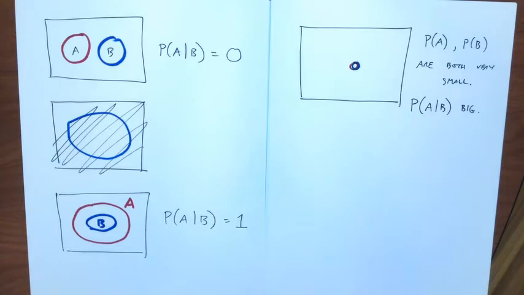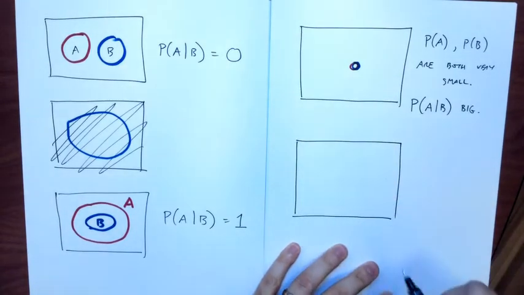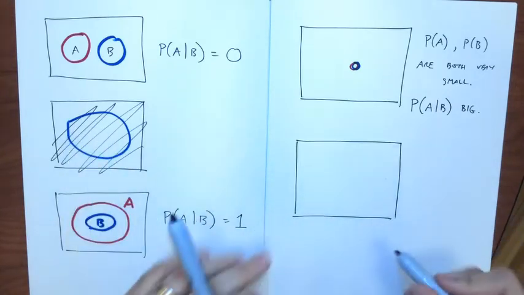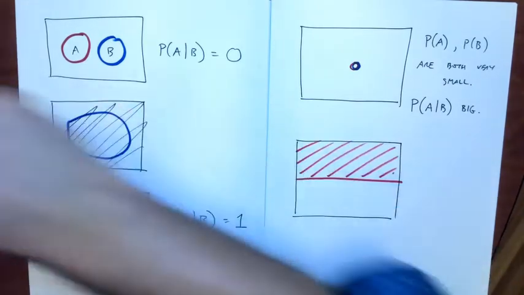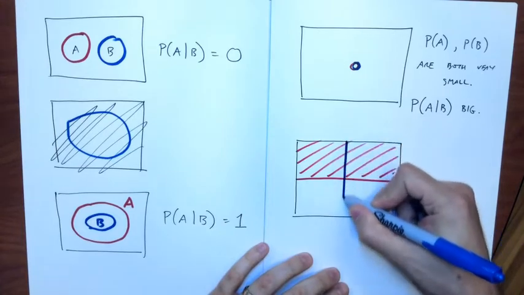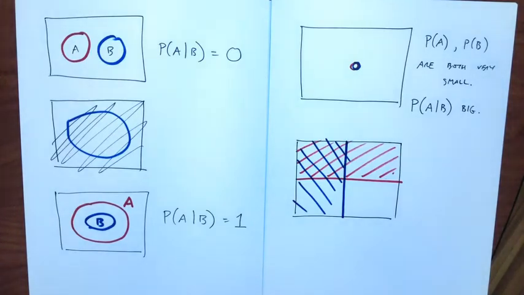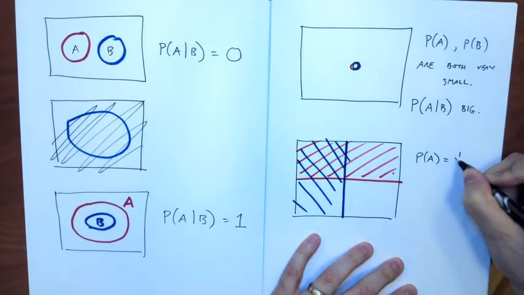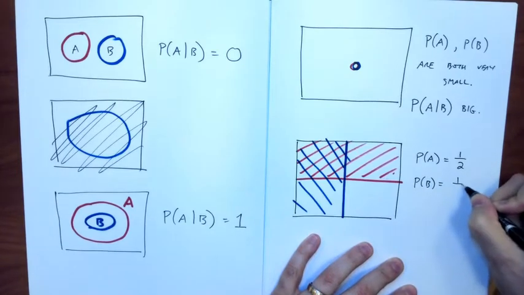On the other hand, you could have something where knowing that B happened doesn't really give you very much information about A at all, right? So let's again use our notation where A is the top half of this sample space, and B is the left half of this sample space, right? So here, this is a situation where the probability of A is equal to a half, just by geometry. The probability of B is equal to a half.